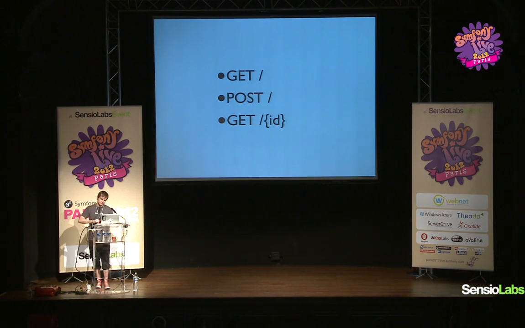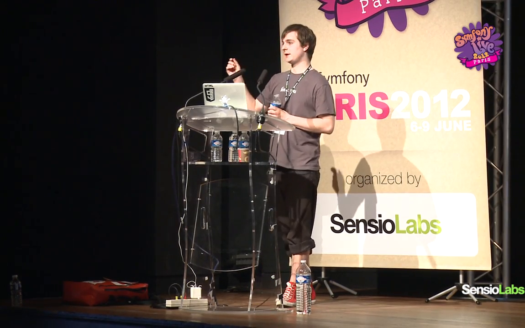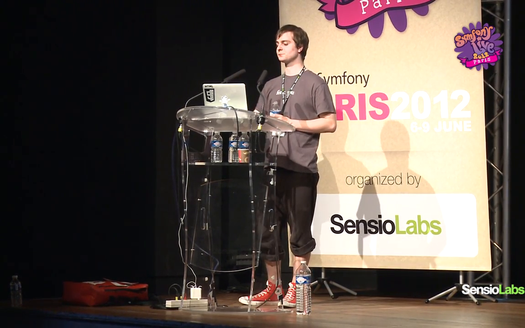So what kind of routes do we need for this application? Well, it's pretty easy. We just need to have some starting point. We need to be able to create a new paste, and we need to be able to get a paste. So let's start with the landing page. So here we have a simple route. It takes a parent parameter, so you can actually specify an existing paste and just clone that one, and it just renders that out with Twig.